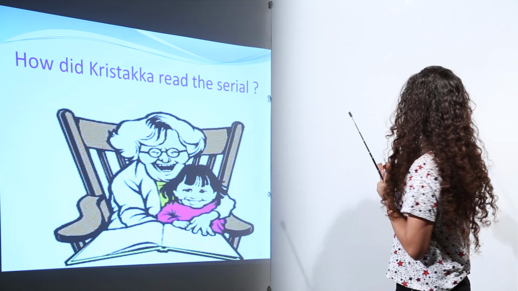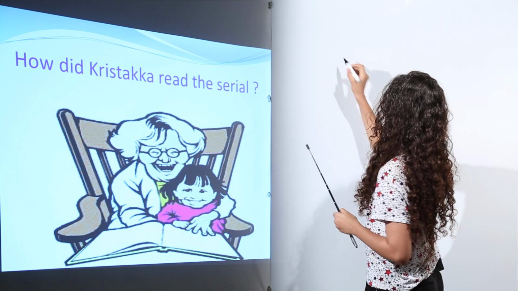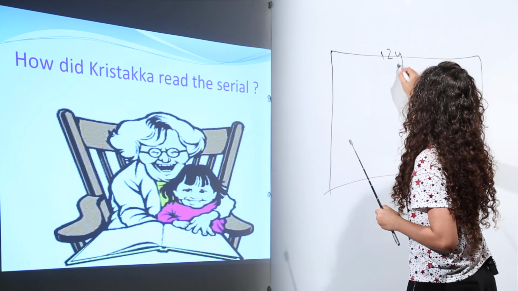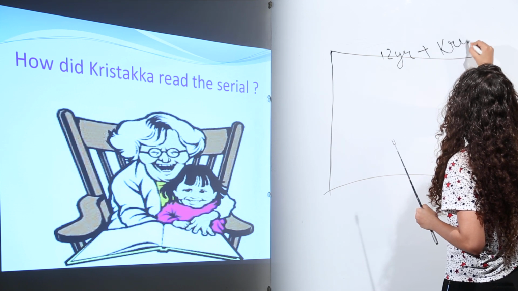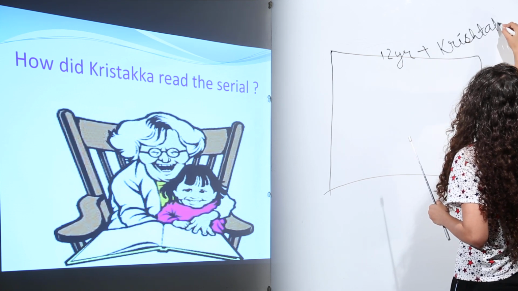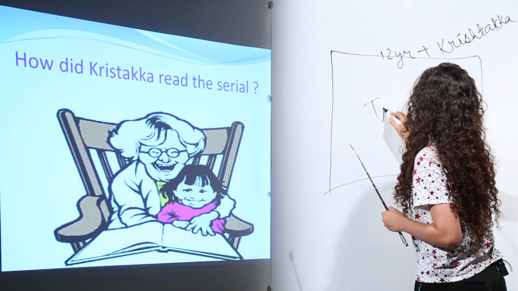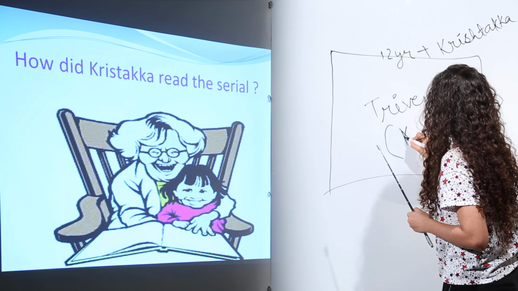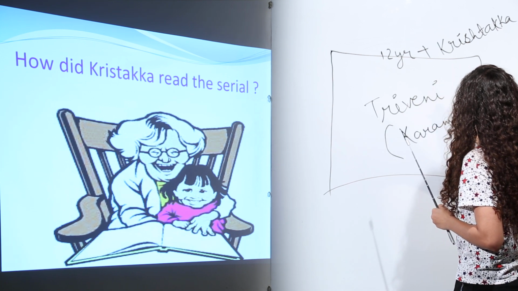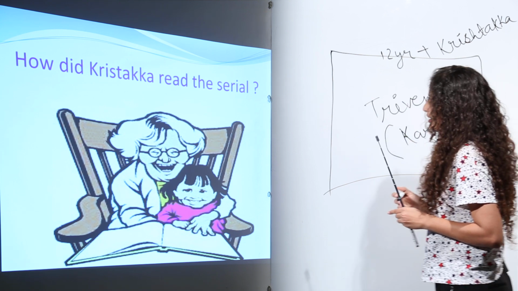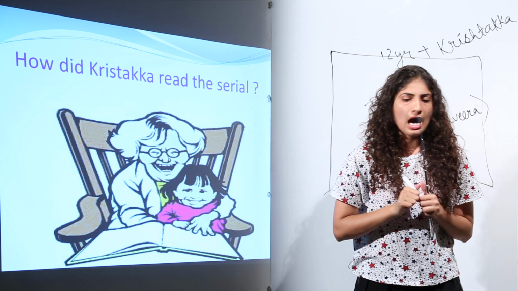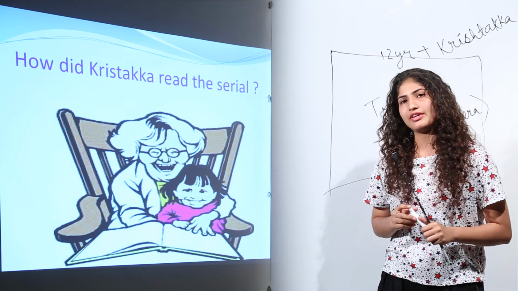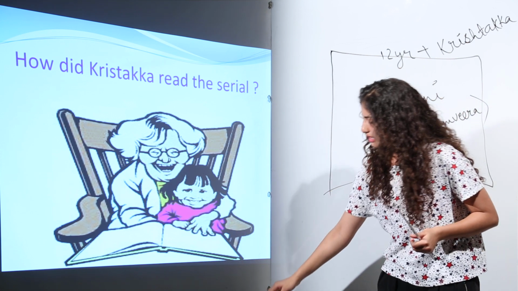Now, we can see that there is a story inside a story. We started with a description of a 12-year-old girl who used to live with Kristika. And inside that, there is a story of Triveni and her popular magazine Karamveer. The question was, how come she read the magazine when she was illiterate? I told you this was the 12-year-old girl.